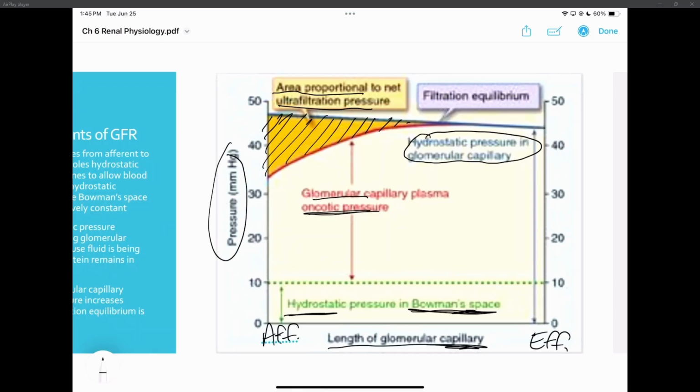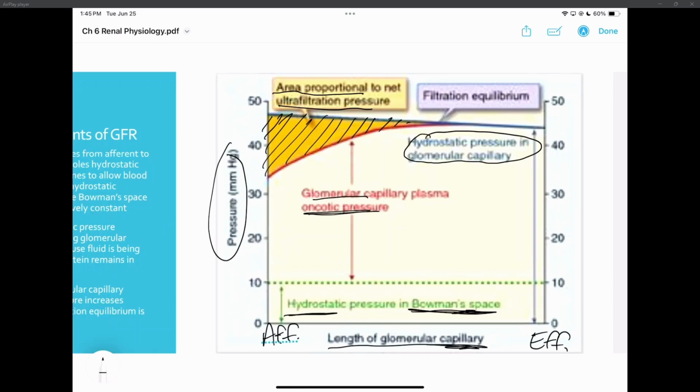But that will tell you what has been filtered into the Bowman space, that whole yellow line. Now, if we're losing fluid because we're pushing it out, does that make sense why the hydrostatic pressure has a gradual decline as you go along the length of the capillary? We're losing filtrate as you go along the length of the capillary. If you're losing filtrate, hydrostatic pressure has to reduce because you're losing volume of fluid in the capillary. It's going into the Bowman space.